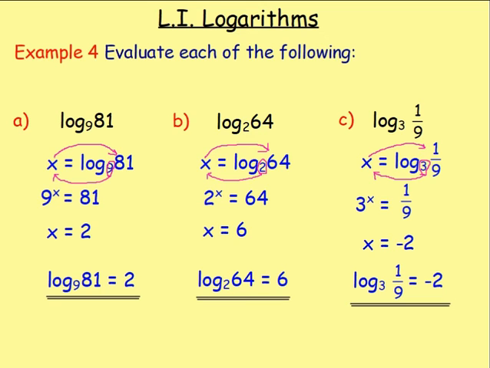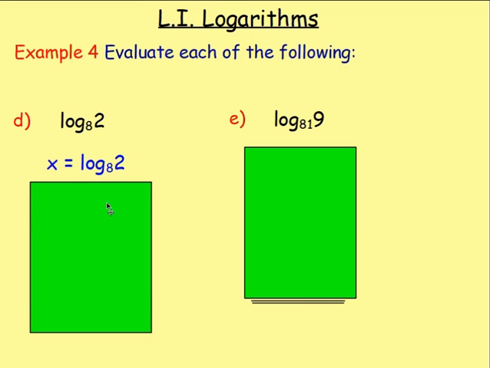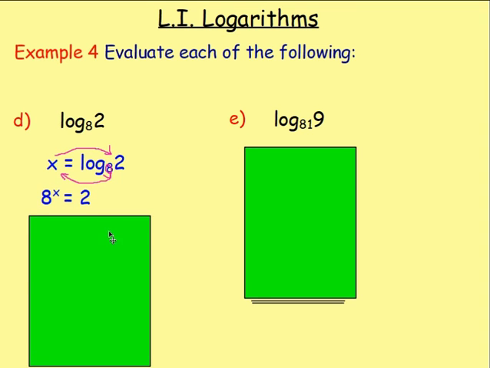Let's try some more examples. Should get a little bit trickier. So d, log base 8 of 2. So for this one, again, to evaluate that, just set it equal to something. So I'm going to have x equals log base 8 of 2. For this then, I need to rewrite it in exponential form. That's going to make it easier to work out. So doing that, base, bottom, top, start with the base. Draw a line across the bottom to the other side, and then draw a line at the top to the other side. So I'm going to have 8 to the power of x equals 2. So rewrite it as an exponential.